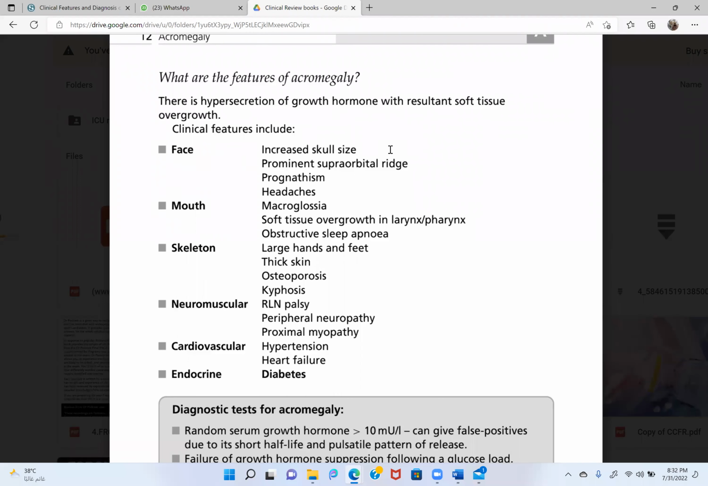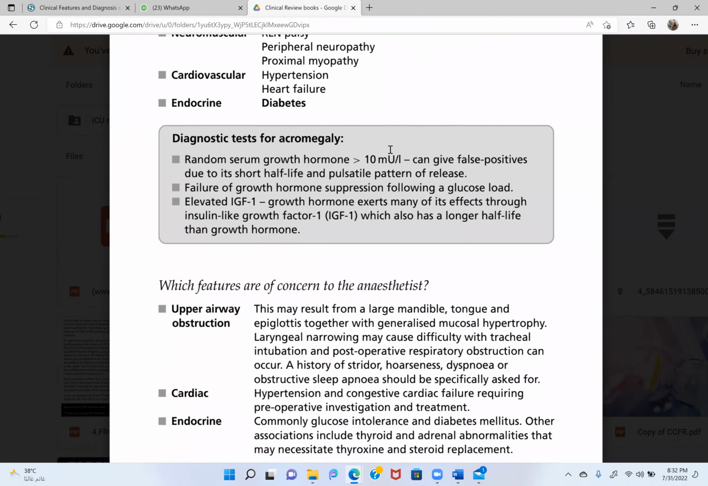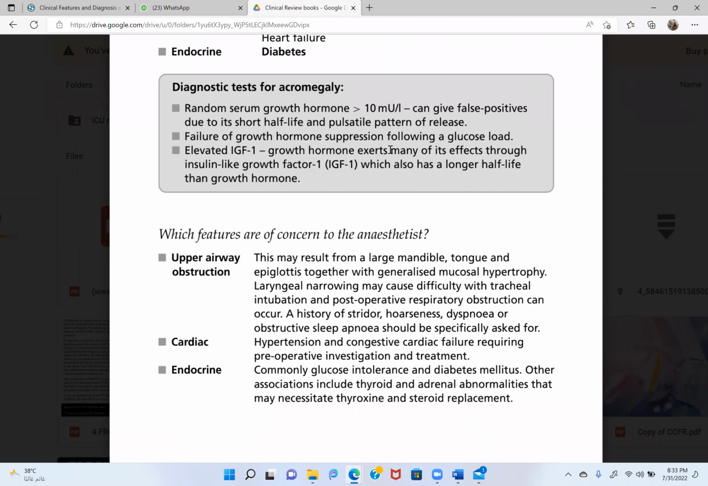Whenever there is increased secretion, there are large hands and feet, thick skin, osteoporosis, and chances of hoarseness and recurrent laryngeal nerve palsy. If they ask you about the concerns, there will be concerns related to upper airway obstruction and chances of hypertension. If you have a patient with hypertension, you have to rule out macrovascular complications of hypertension in the form of CVA, heart failure, atherosclerosis, ischemic heart disease, things like that. So you will be evaluating in that direction.